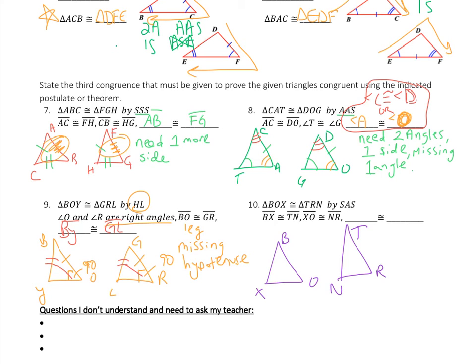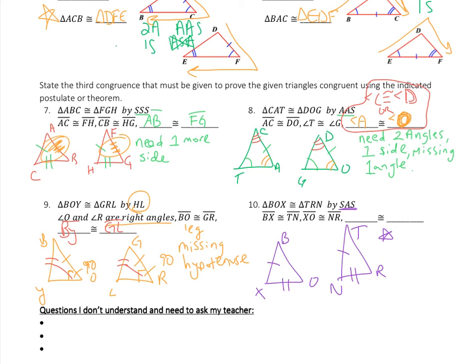For the very last one over here, we have our triangle BOX congruent to TRN, and we need to make sure it's by side angle side. So we're going to need two sides and one angle. BX is congruent to TN, and XO is congruent to NR. And I want you to write down what is the piece that you are missing to make sure that they are going to be congruent by side angle side.